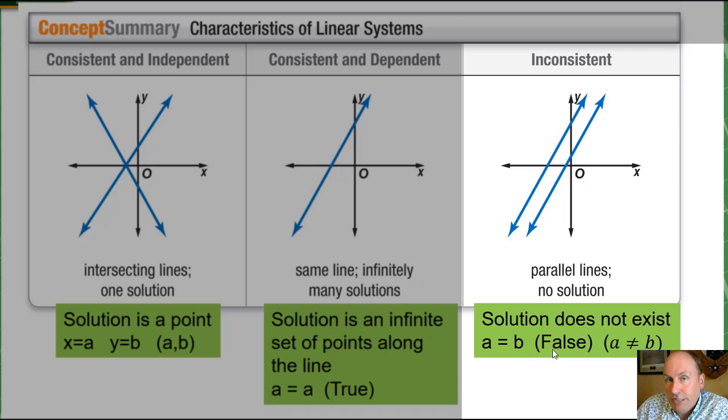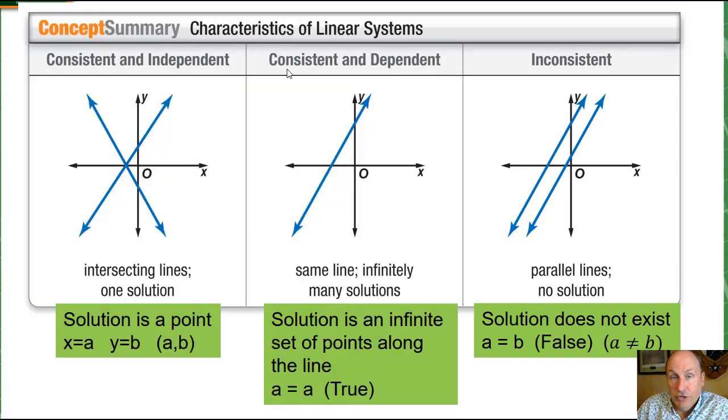If you get a false statement like that, that's an indication that analytically it is an inconsistent system. So an inconsistent system has no solution. I should have mentioned that the second system is both consistent because it has solutions and dependent because it has infinitely many solutions along that line. So those are the three possibilities with linear systems in terms of their solution or lack thereof.